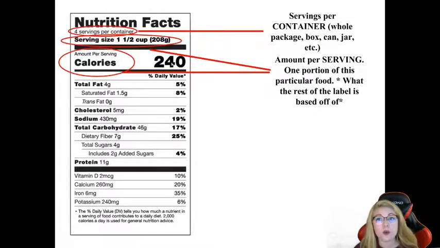All right, so if you wanted to figure out if there's 240 calories in 1.5 cups, then in the entire box or the entire container, in the 4 servings per container, there'd actually be 960 calories if you ate the whole box.